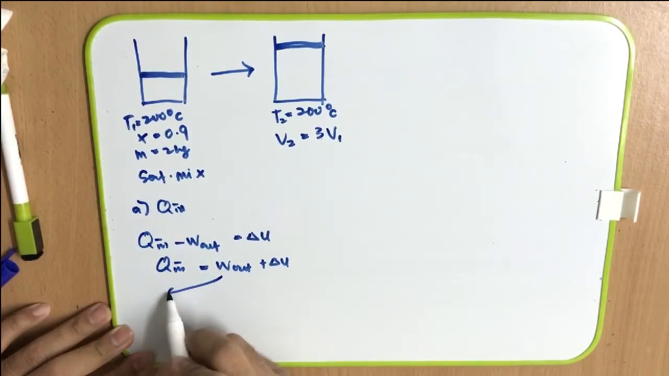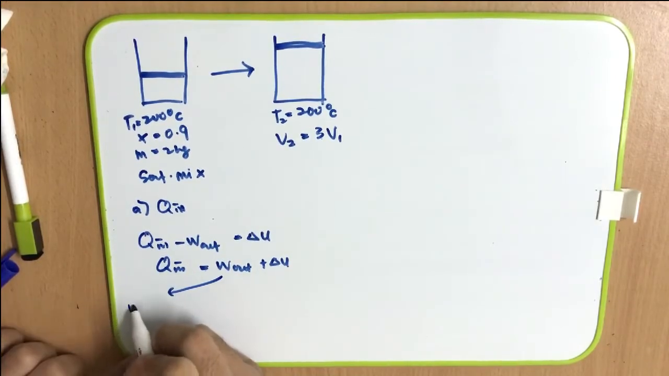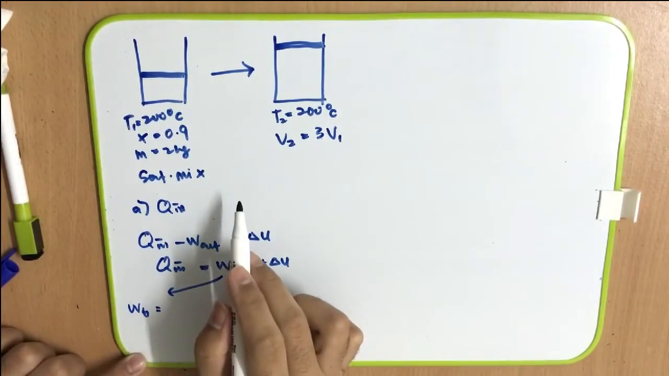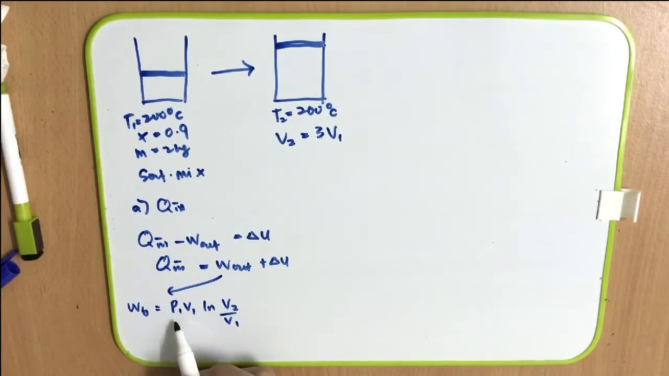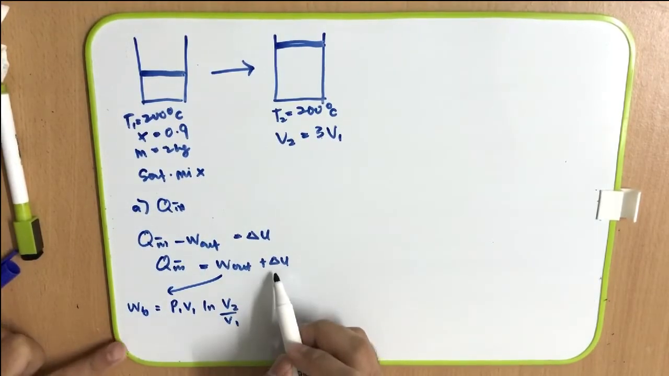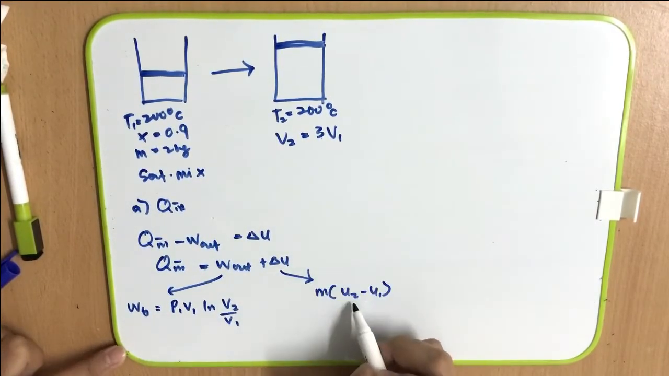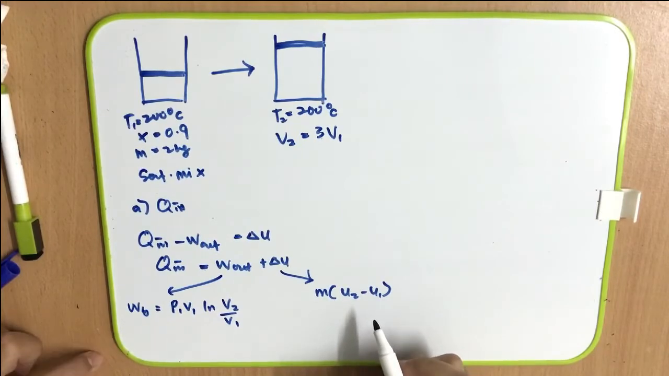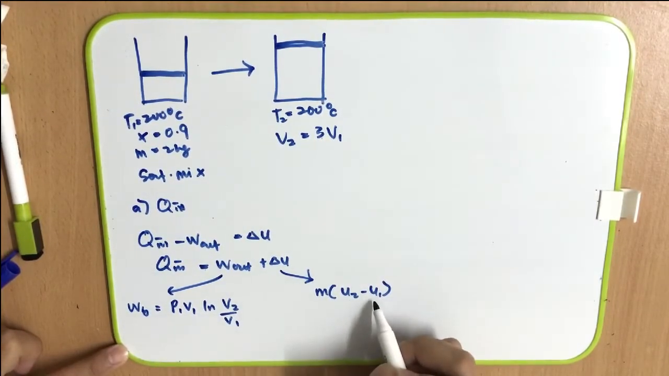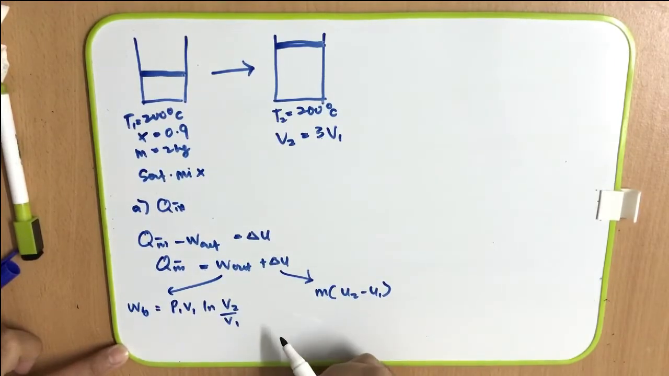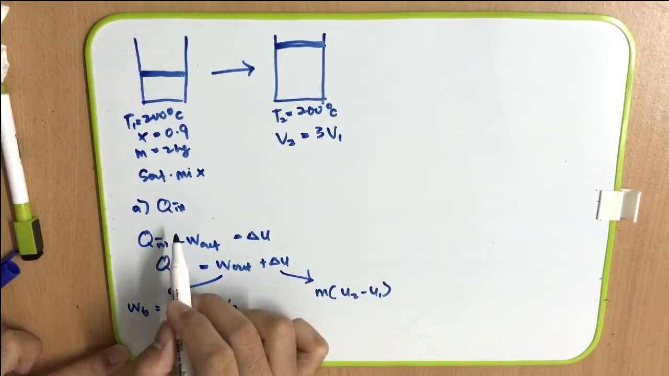The W out we can find by using boundary work. Because it is conducted in an isothermal process, we can use the boundary work equation for isothermal, which is P1 V1 ln V2 over V1. Next, delta U is equal to m times u2 minus u1. Because we are not given V1, V2, u2 and also u1, we have to find them first before we can solve for Q in.